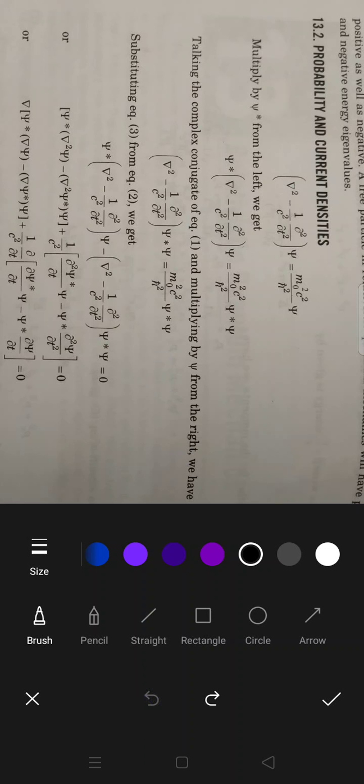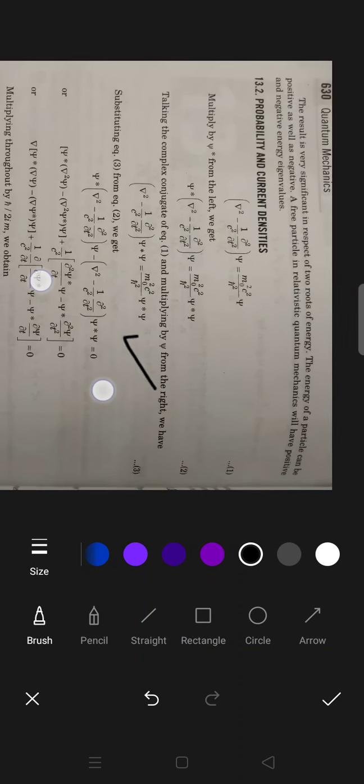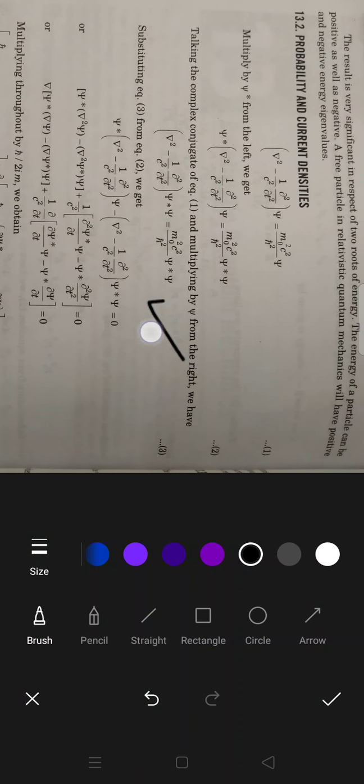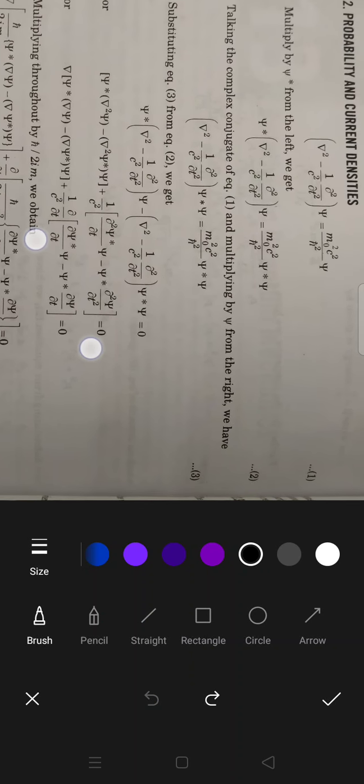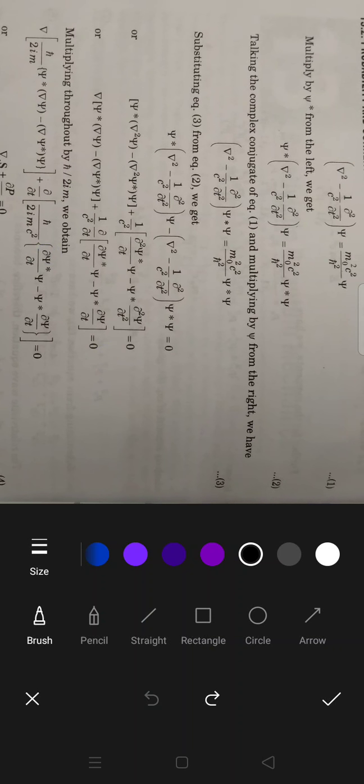Subtract equation 3 from equation 2, then we get, see, the left hand side terms are equal, so when we have done the subtraction, these two terms are the same, so this is going to be 0.